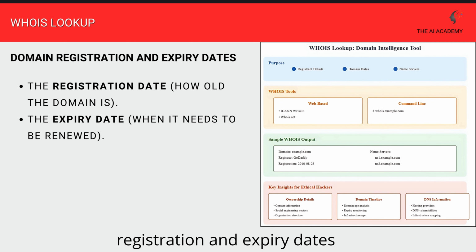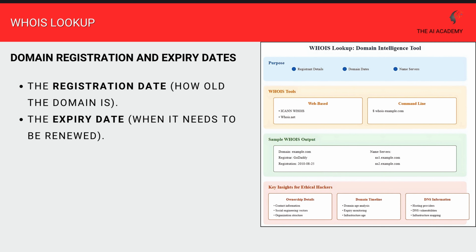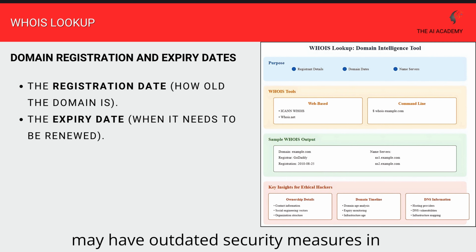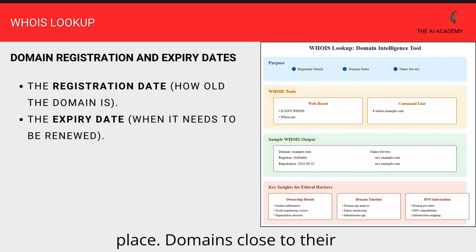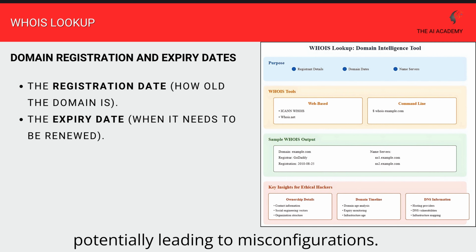Domain registration and expiry dates. What to look for: the registration date, how old the domain is, and the expiry date, when it needs to be renewed. Why it's useful: older domains may have outdated security measures in place. Domains close to their expiry may have reduced oversight, potentially leading to misconfigurations.